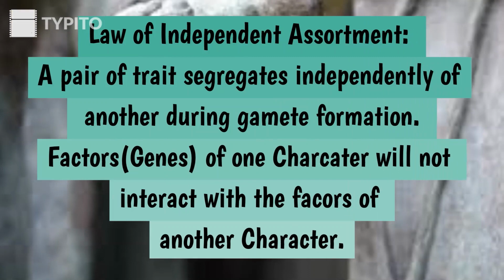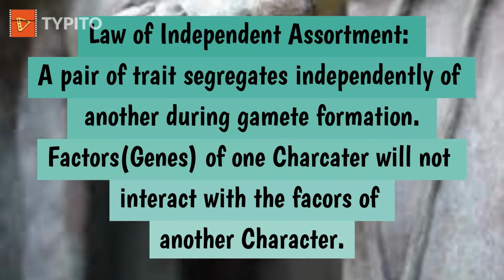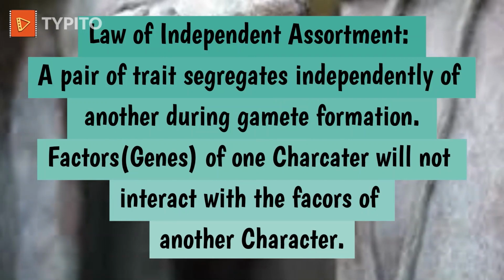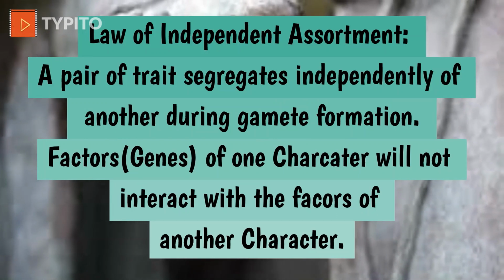So this result made Mendel propose one more law, the third law, law of independent assortment. The summary of this law is that one character, that is the character of shape, has nothing to do with the character for color. So two different characters don't interact with each other, they assort independently of each other. That is the third law. So this is the summary of Mendel's work.